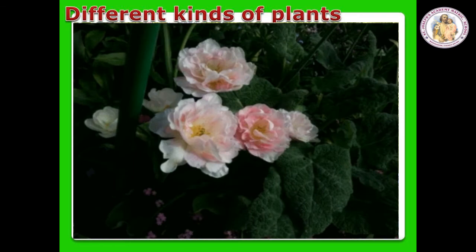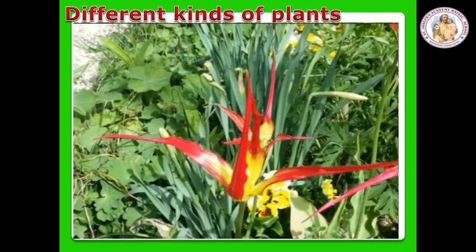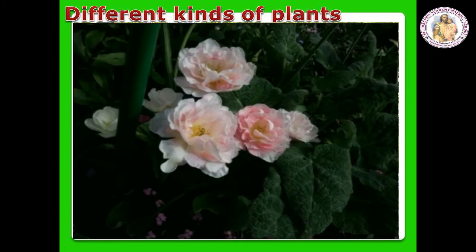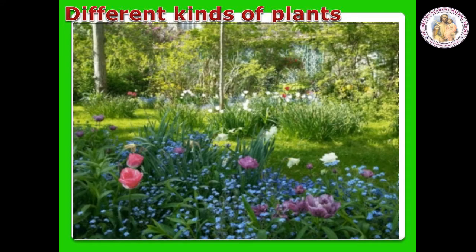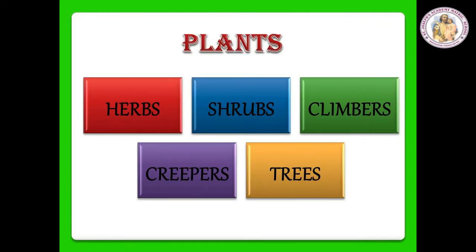Children, have you visited the park? What did you see there? You can see different plants. Have you noticed the size of the plants? Whether all the plants are in the same size? No, each and every plant is in a different size. Yes, now we are going to see the different kinds of plants. Plants are of different kinds. They can be grouped based on the size and the nature of the stems.